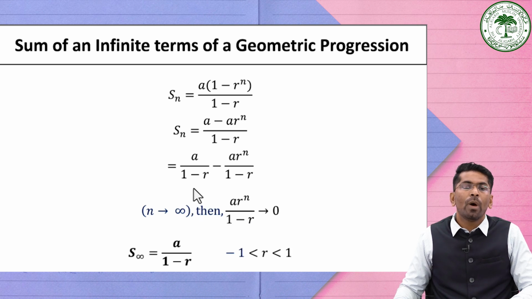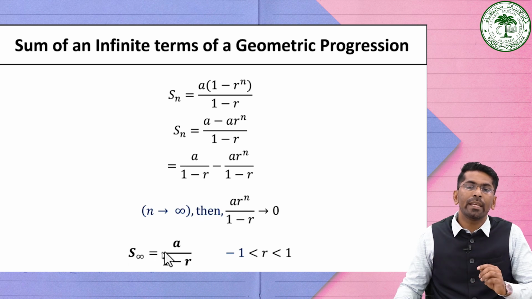Then see here, what is remaining here? We have only the first term, that is a divided by 1 minus r, since here r is greater than minus 1 and less than 1. So the sum of infinite terms is equal to a divided by 1 minus r, where a is the first term and r is the common ratio. This formula shows the sum of infinite terms in a geometric progression, which is equal to the first term, that is a, divided by 1 minus the common ratio.